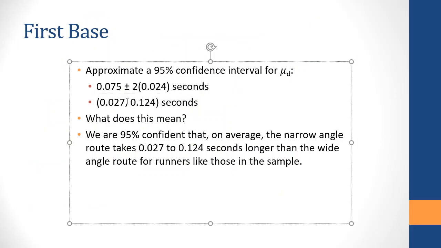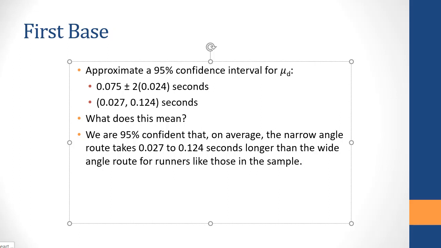And so what you can see here is that if you use the wide route, it's between 0.027 and 0.124 seconds faster than the narrow route. So we're 95% confident that on average, the narrow angle route takes 0.027 to 0.124 seconds longer than the wide angle route for runners like those in the sample. Now, of course, they're saying this because these are all professional baseball players in the sample. So this may not be true for just regular people. So they put that little line in there.